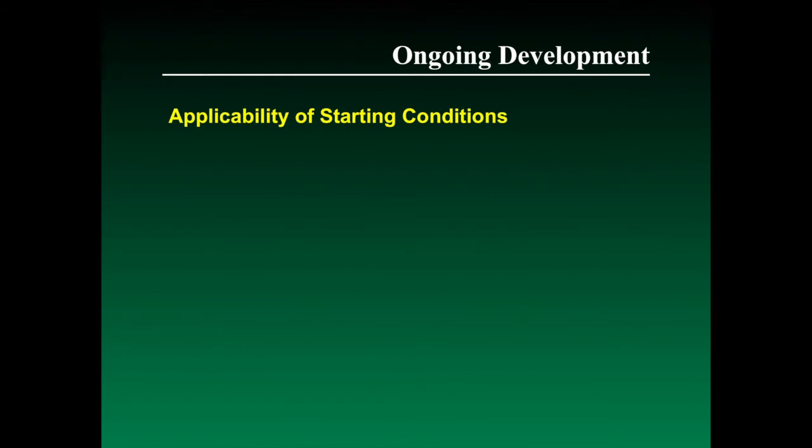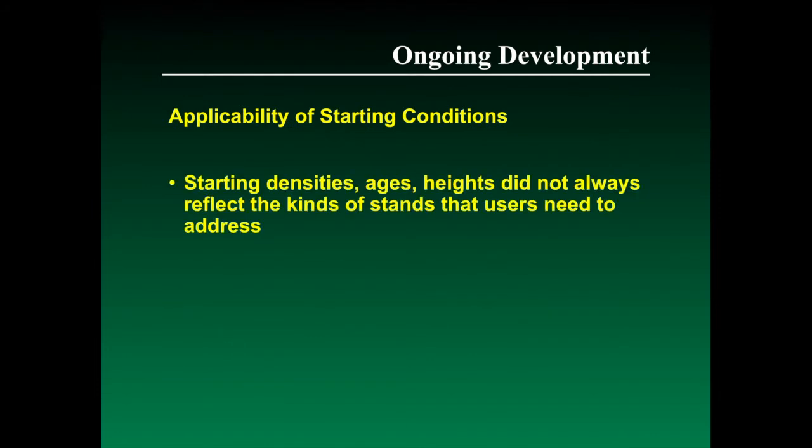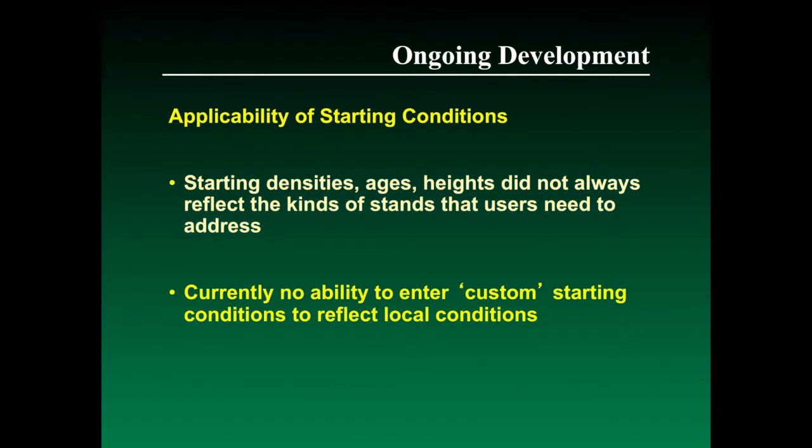As well, there's currently a fairly limited suite of what we're calling starting conditions, in terms of stand densities, ages, and heights of the target stands that the user wants to project. And there's currently no ability to customize those. The user is forced into some fairly discrete boxes in terms of what conditions are available.